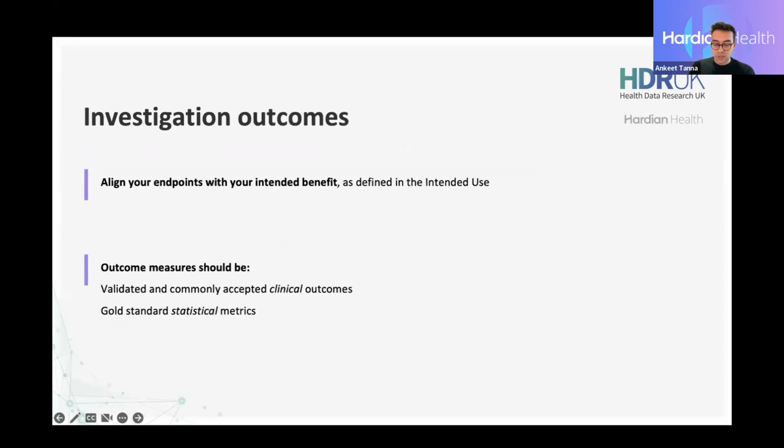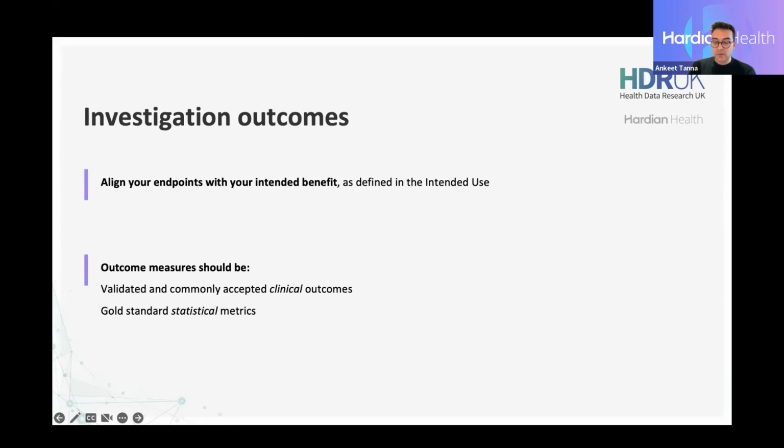And we briefly touched on this at the beginning of the talk, but it's really important to define what outcomes you want to measure your performance by. And these need to be aligned with the intended clinical benefits that you articulated at the very first stage. Outcome measures, as Hugh briefly touched on, should be validated and commonly accepted clinical outcomes. And equally, we need to think about using gold standard statistical metrics. And we'll talk a little bit about what preferable statistical metrics may be from a clinical and a regulatory perspective compared to what might be commonly used in an academic AI lab perspective.